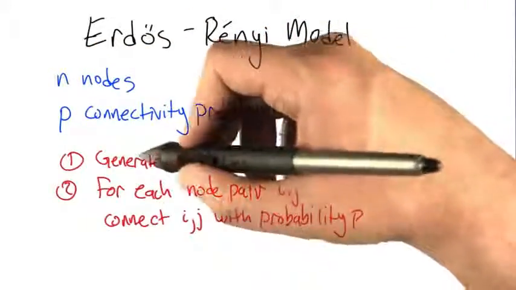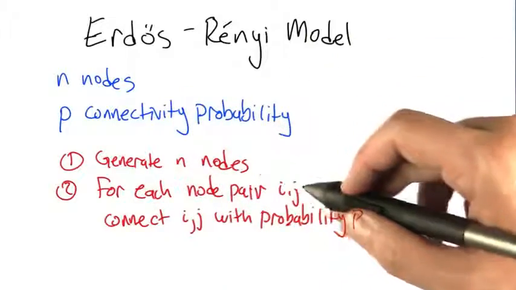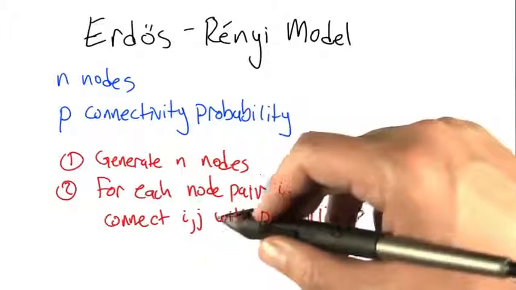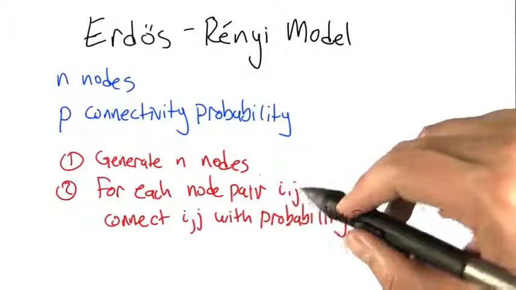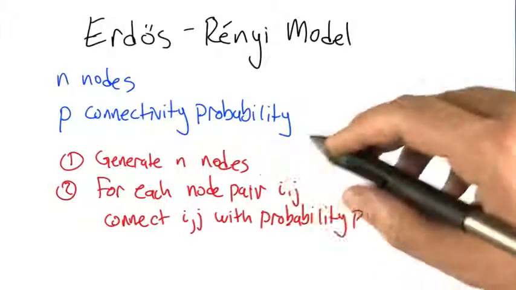We start off by generating a set of n nodes with no edges at all. Then we loop through all possible pairs of nodes, i and j, and we connect i and j, but we only connect them after we flip a coin that comes up heads with probability p. If it does come up heads, we connect the pair, otherwise we don't.